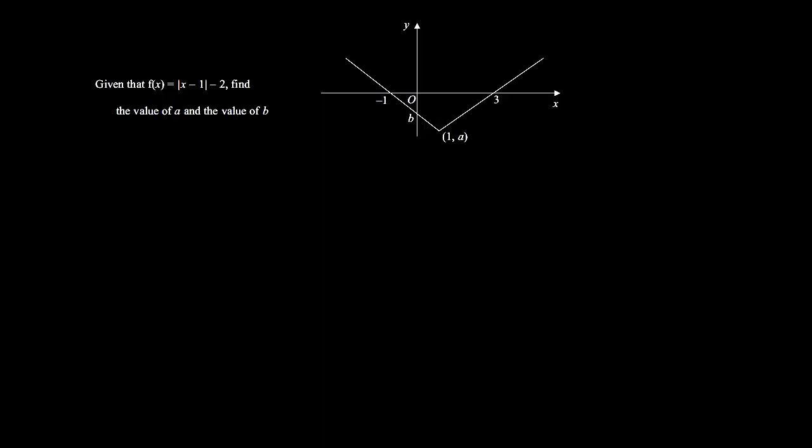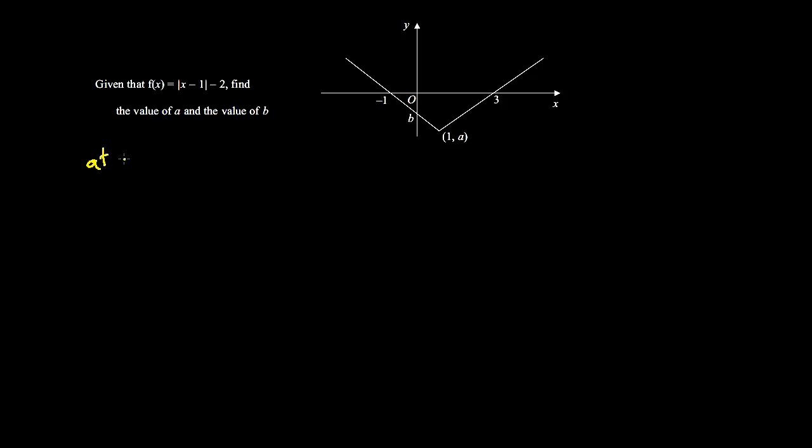Let's do an example over here. So we have a picture, and we also have the equation where the absolute values are given. We have to find the values of a and b. First of all, the value of b means where does it cut the y-axis.